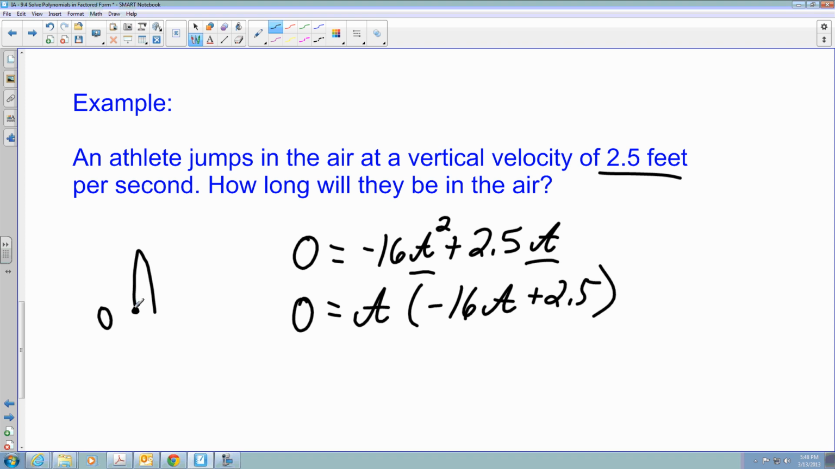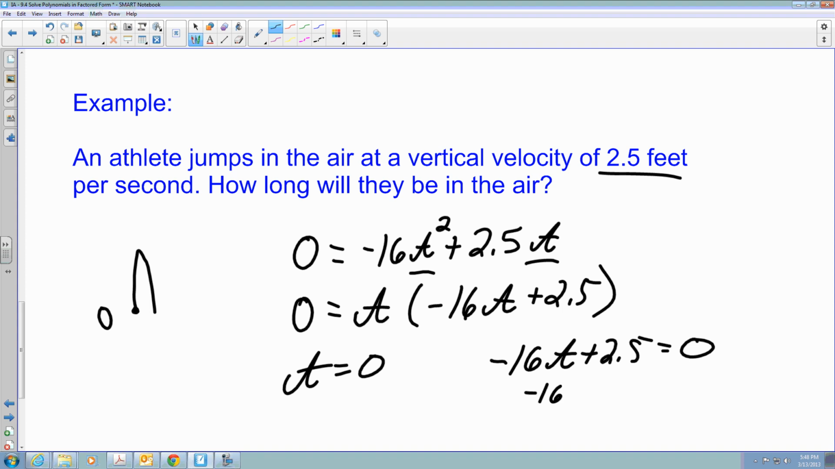Okay? So now from here, I can use the zero product property to help me solve this. So initially t is going to equal 0, which makes sense because before you started the time, you were already on the ground, and so the next time it's at 0 is when you're done jumping. So this next one's going to help us find the time that he was in the air. So now I'm just going to solve for t.